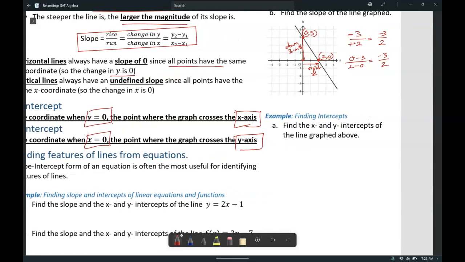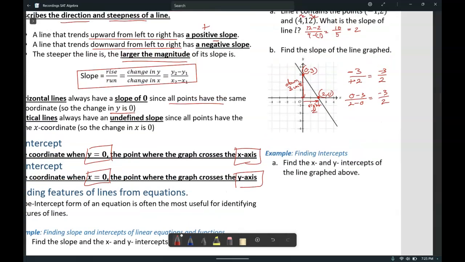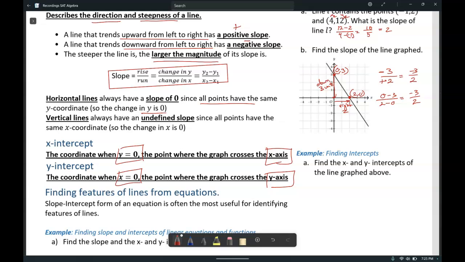So if we want to find x and y intercepts, we can look at the line graphed above, and we want to identify what is the coordinate when x equals 0. So we look at our y-axis here, and we see that this is the point where we cross the y-axis at the point 0, 3. So the y-intercept is the point 0, 3.